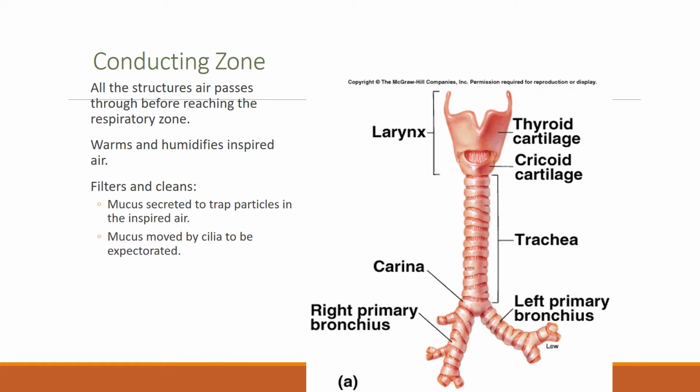The conducting zone, on the other hand, is all the other structures where air will pass from our nasal cavity before it reaches the respiratory zone. This includes the nasal cavity, the pharynx, the larynx here, and then we'll travel down into the trachea, where this will branch into the left and the right primary bronchi. And then from there, we'll go into the secondary, tertiary, and have about 20 more generations before we get to those terminal bronchioles.